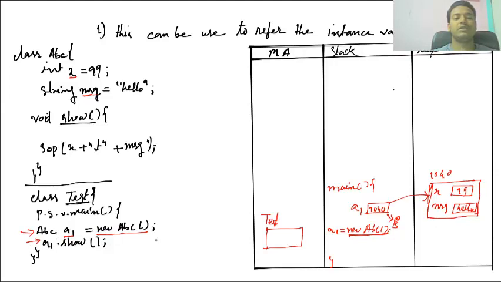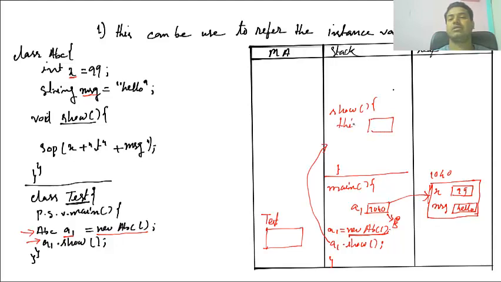Now control is here, and when you say A1 dot show, A1 dot show, right? When we call the show method, on top of this main stack frame, a show method is loaded. This is show. And in the previous tutorial you have seen, inside the function you will have a this, and this points to the current object, meaning the A1 value is stored into this. This is 1040. This points here. Now control is inside the show function, right? It has to print X and MSG.